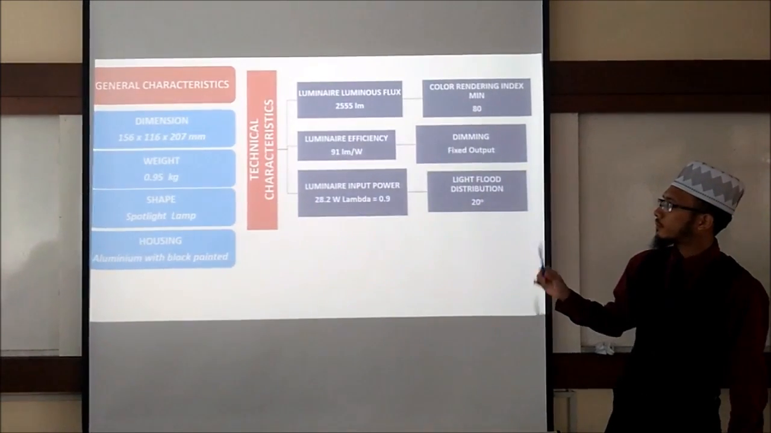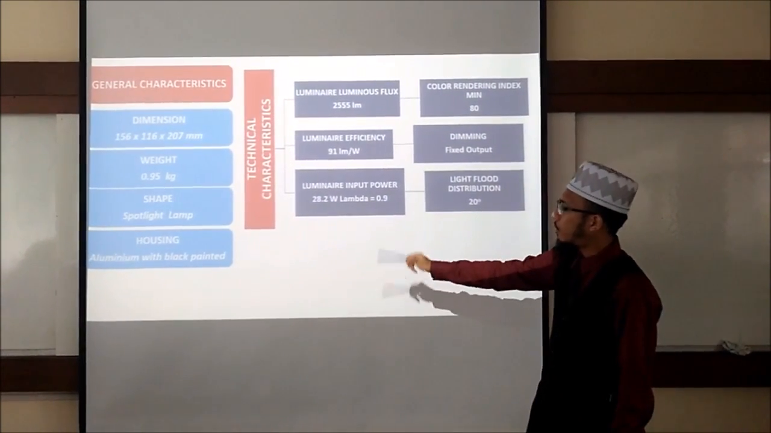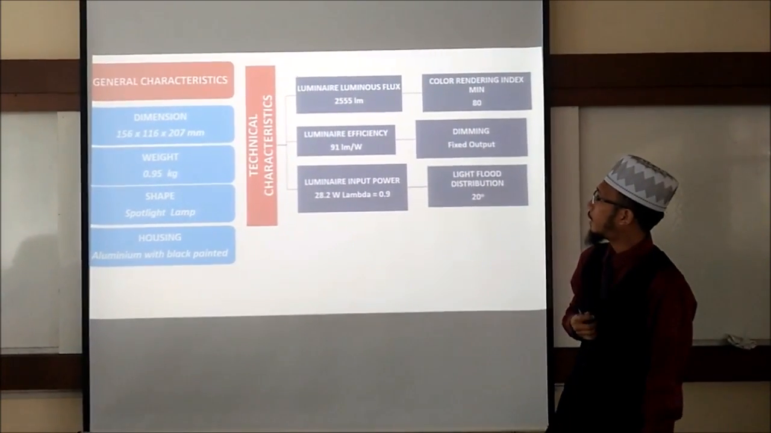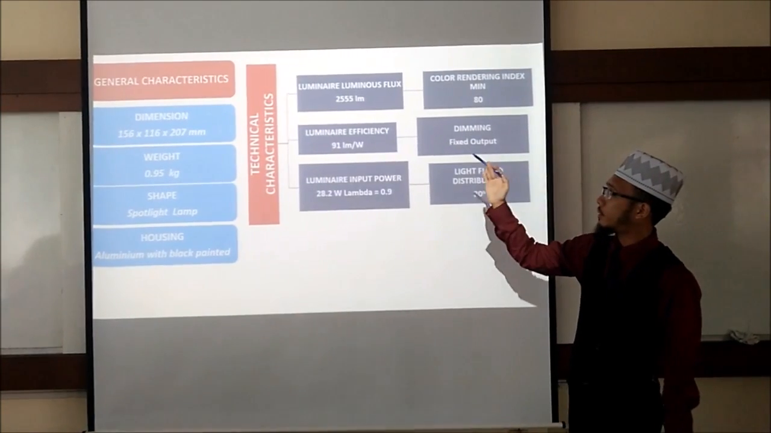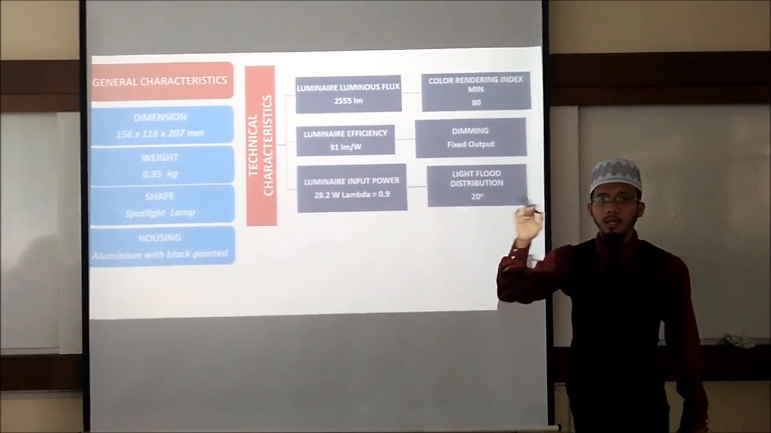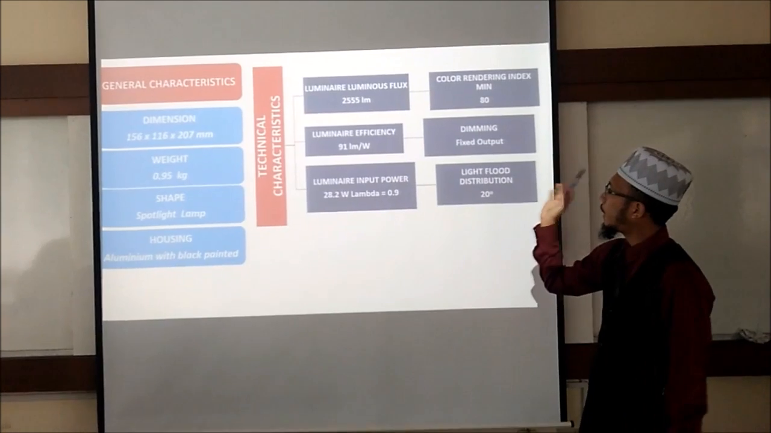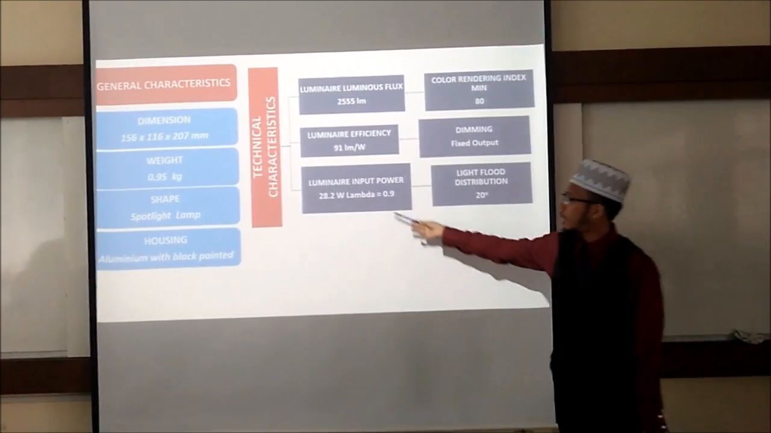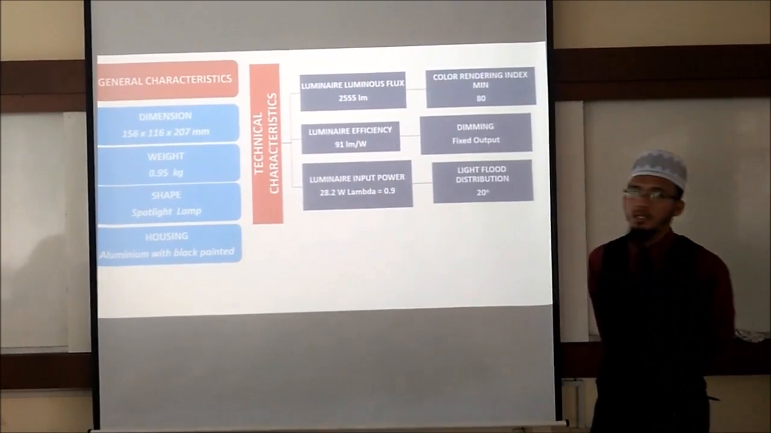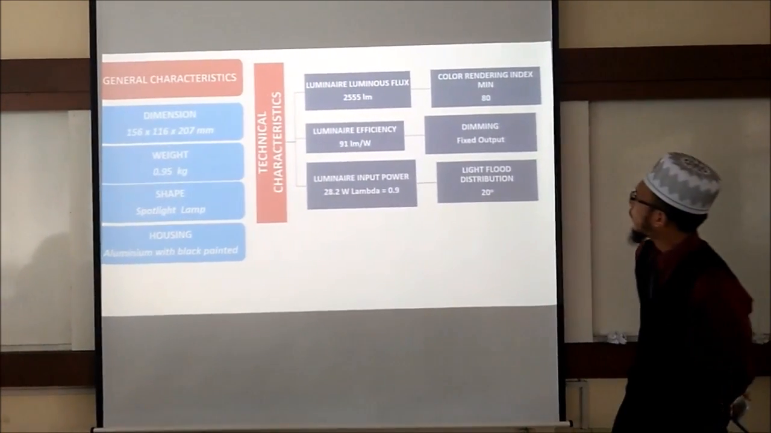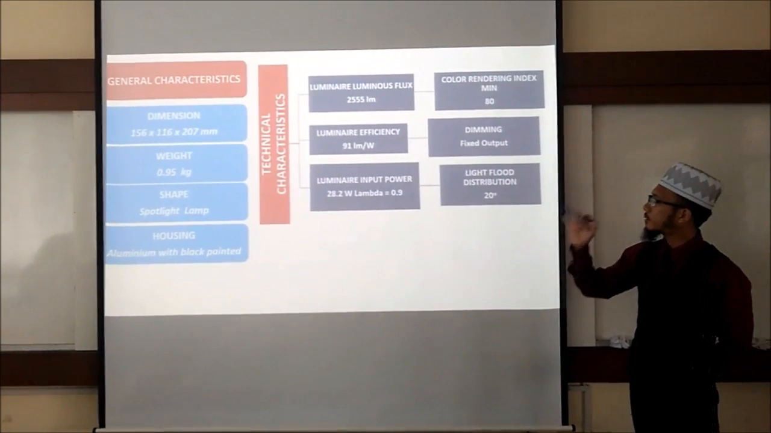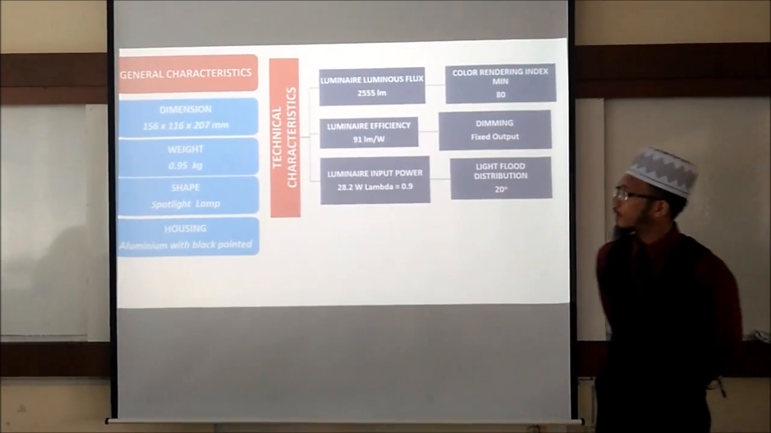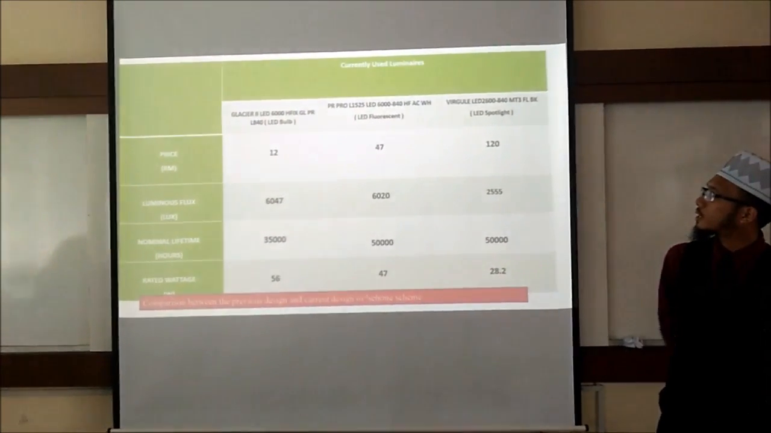Next. Okay, for this kind of spotlight lamp, for its technical characteristics, for luminous flux, it emits 2555 lumens, and its luminaire efficiency is 91 lumens per watt, and it emits power of around 28.2 watt. And for this kind of spotlight, it distributes light flux around 20 degrees.